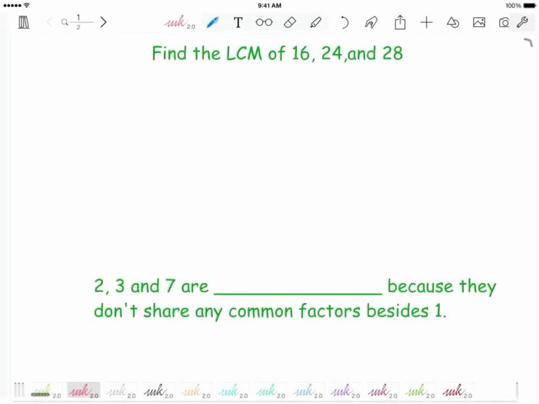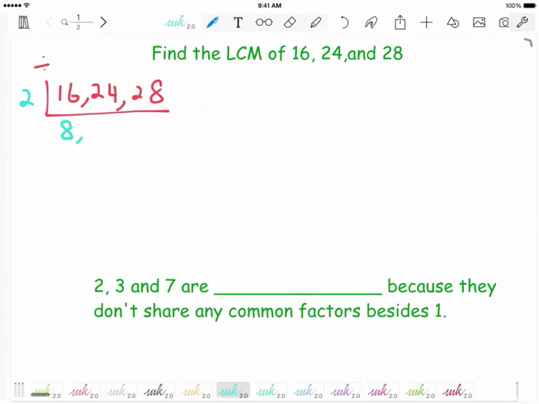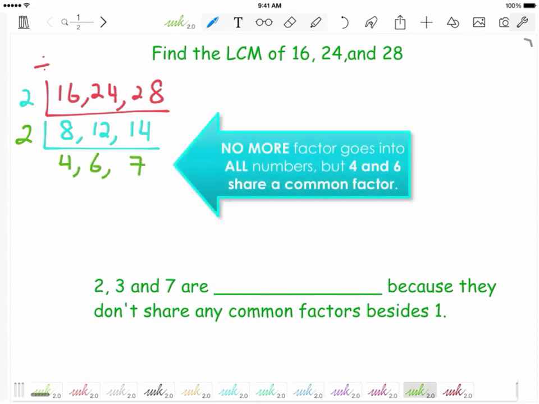In the example below, we are asked to find the LCM of 16, 24, and 28. To begin, we write the 3 numbers inside the L shape, then look for a number that goes into all the numbers, such as 2 in this example. 16 divided by 2 is 8, 24 divided by 2 is 12, 28 divided by 2 is 14. Now 2 goes into all of them again, bringing 8 down to 4, 12 down to 6, and 14 down to 7. Notice how there are no more factors that go into all 3 numbers.